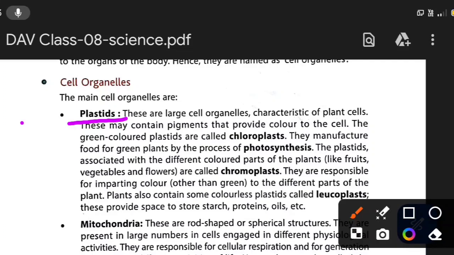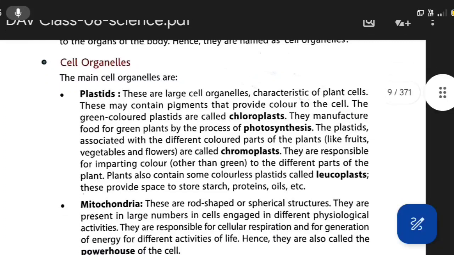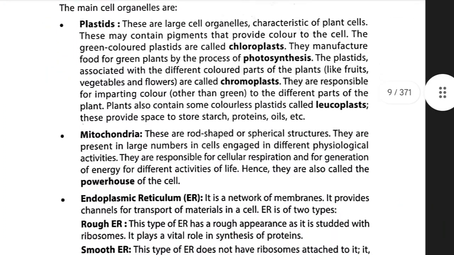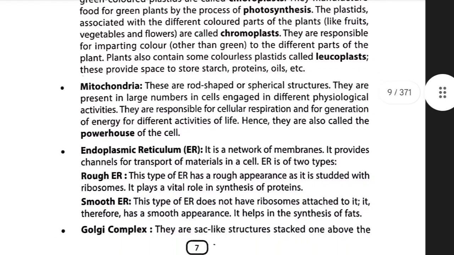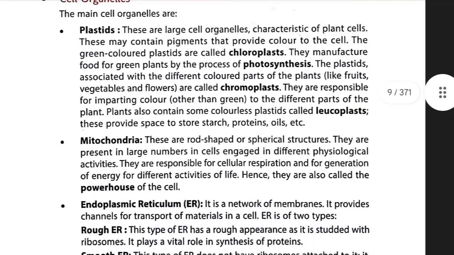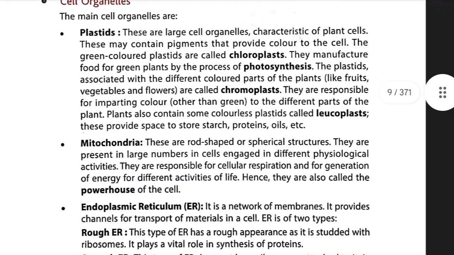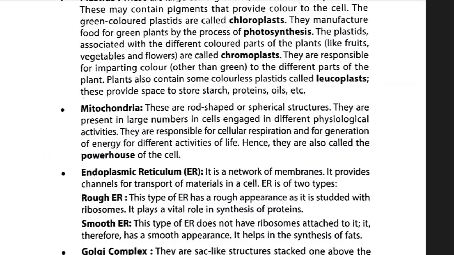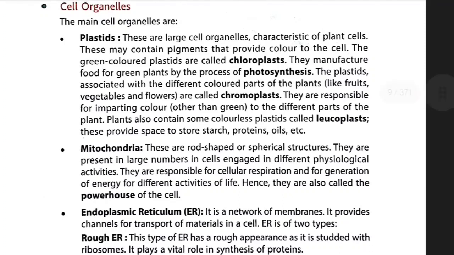We had also discussed plastid, mitochondria, and endoplasmic reticulum. We have already discussed these three parts: plastid, mitochondria, and endoplasmic reticulum. So once again we have to review it.